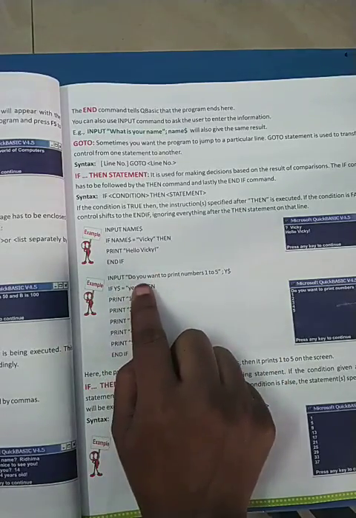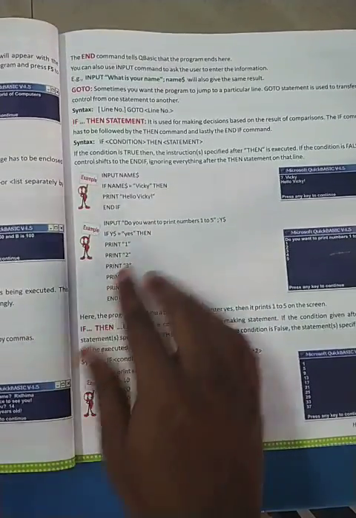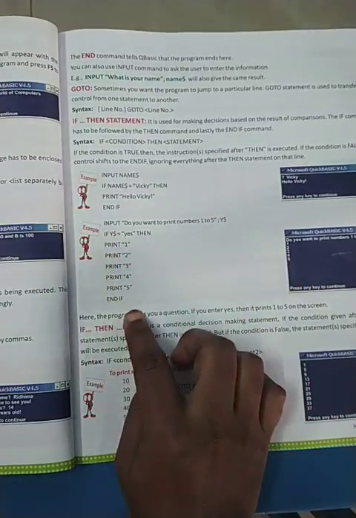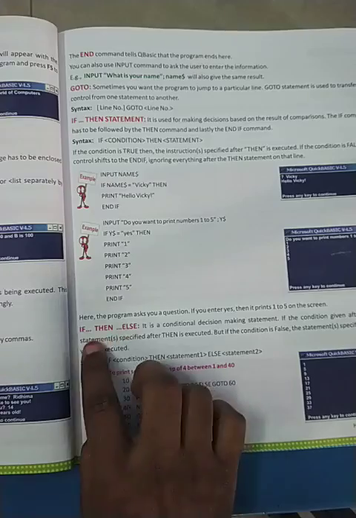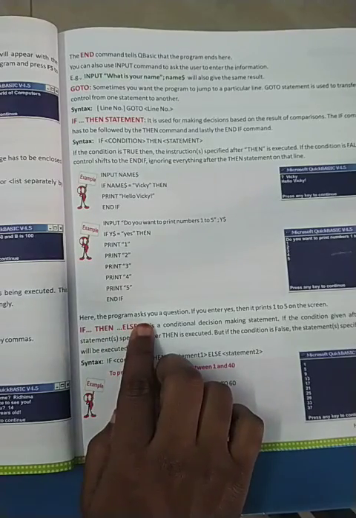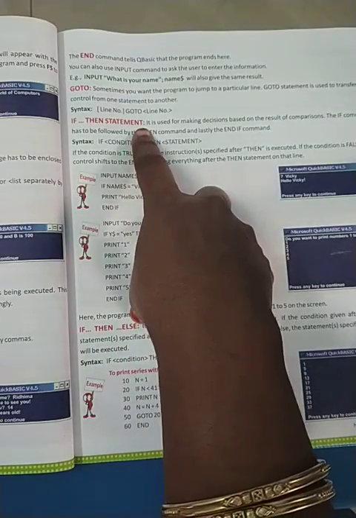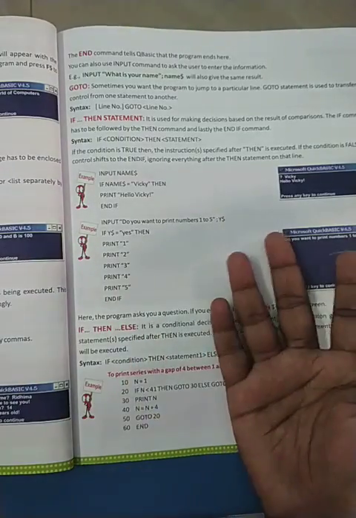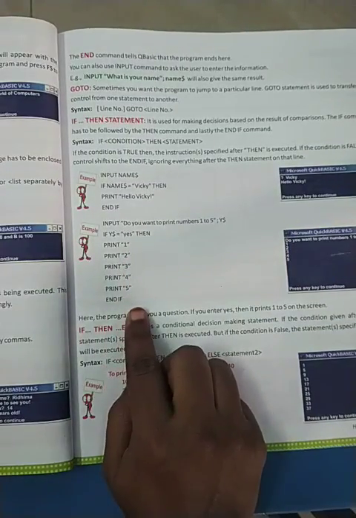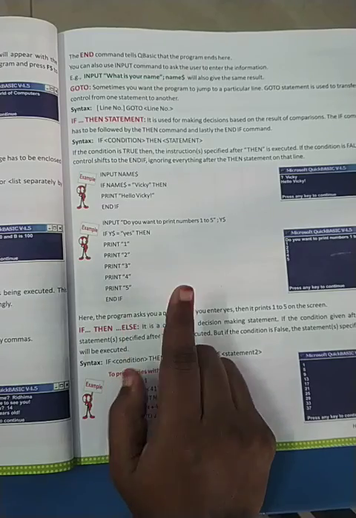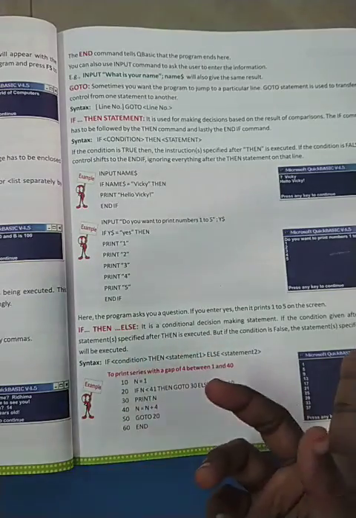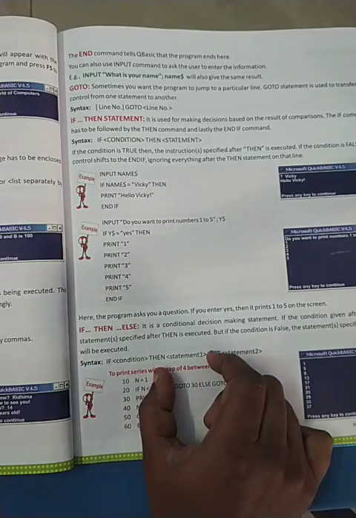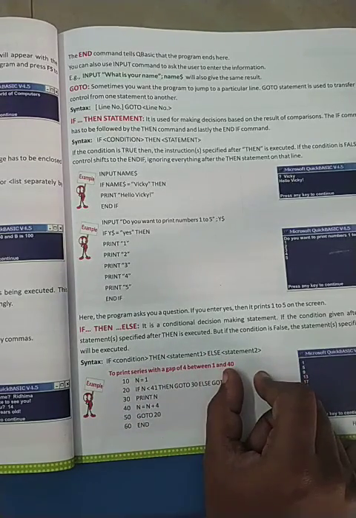Like if you want to print the numbers, if you say yes, then you will print, otherwise it will stop. That is where IF THEN ELSE comes in. Here we saw only the THEN condition. Here we are going to see the ELSE condition also. What if I don't want to print 1 to 5? What should it do? That is the other condition also. So IF the condition THEN statement 1, ELSE statement 2.